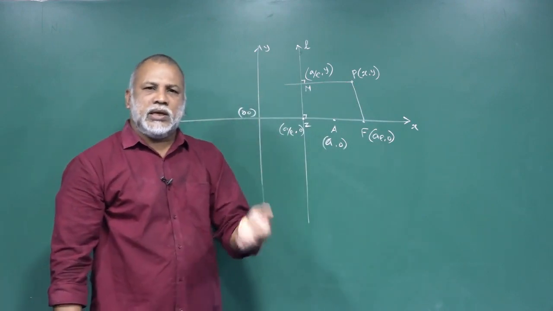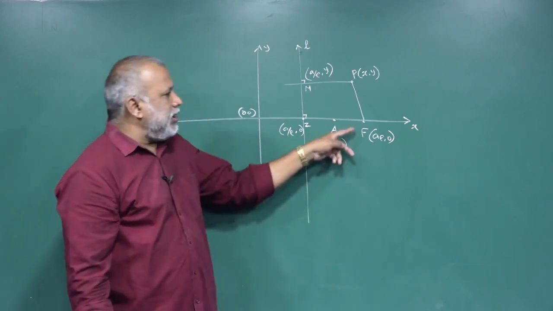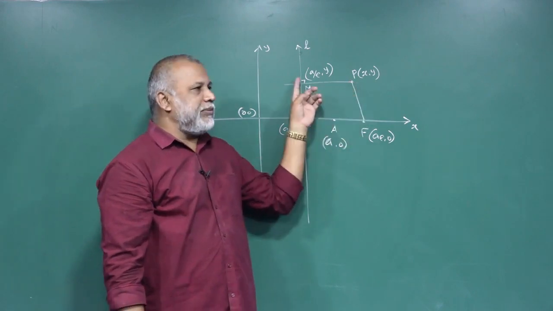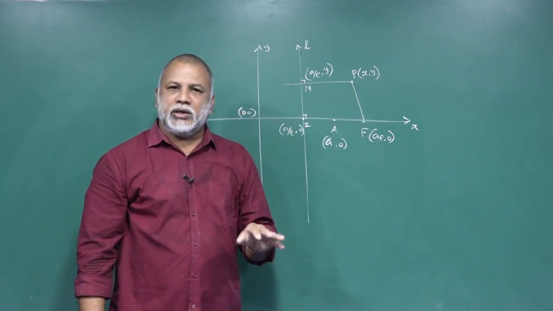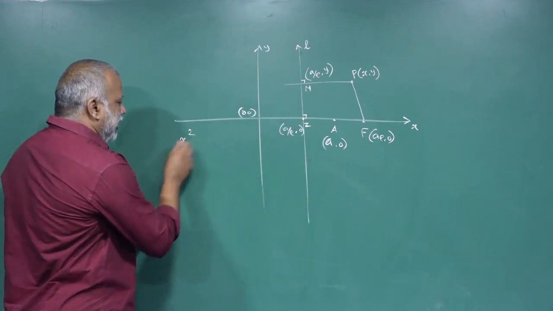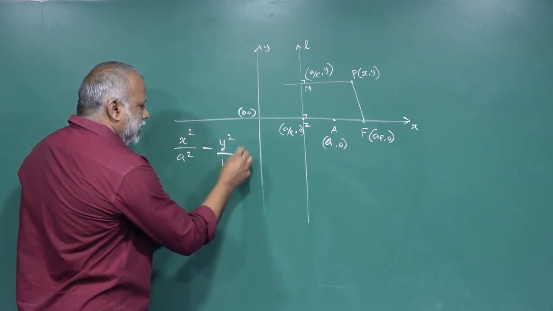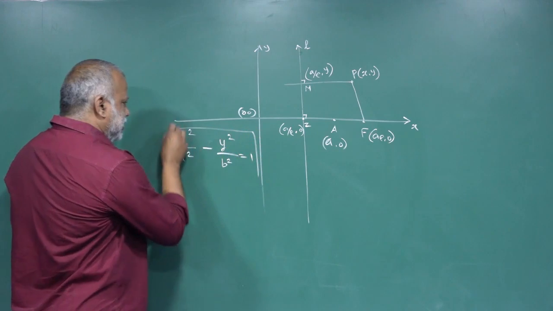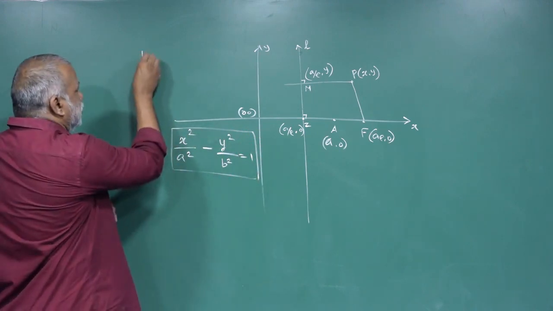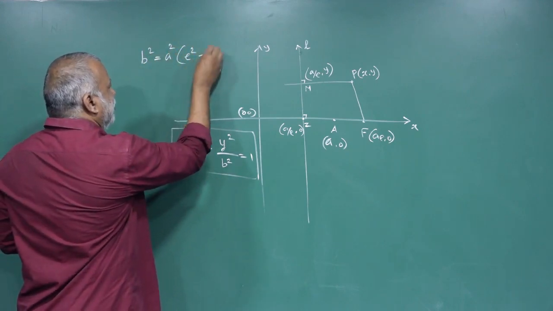After that we worked out FP by PM equal to e. Then FP equal to e into PM. What is the meaning of FP? It is nothing but the distance between two points. PM is also the distance between two points. Then we worked out the equation x squared by a squared minus y squared by b squared equal to 1. Yesterday itself we derived the equation. Here the value of b squared equal to, listen here, a squared of e squared minus 1.